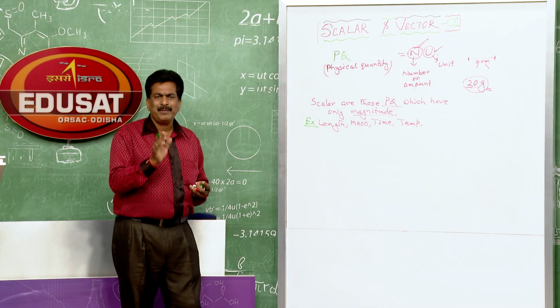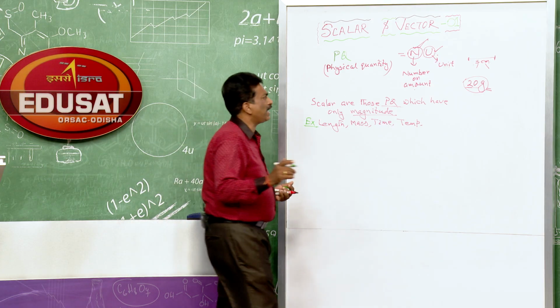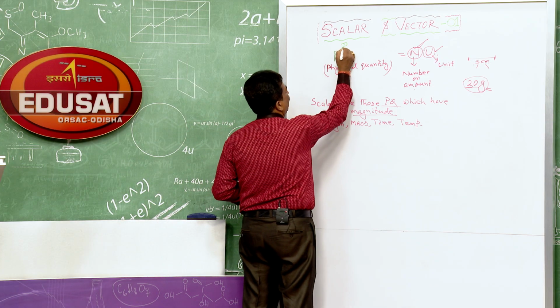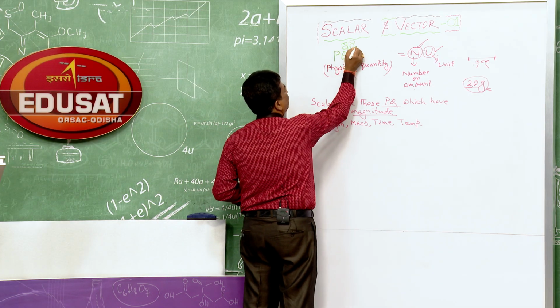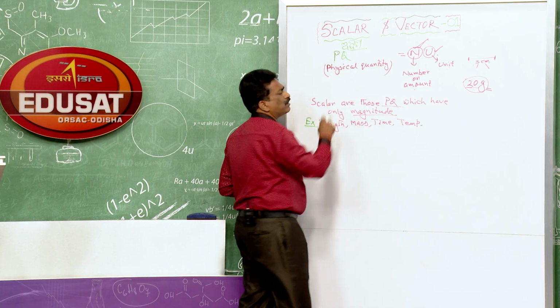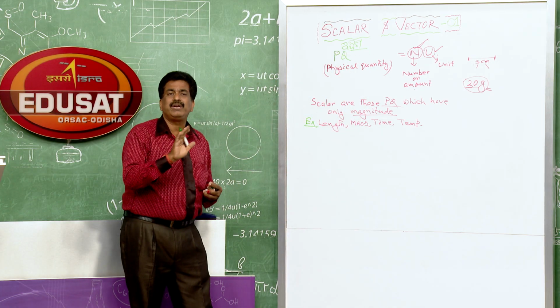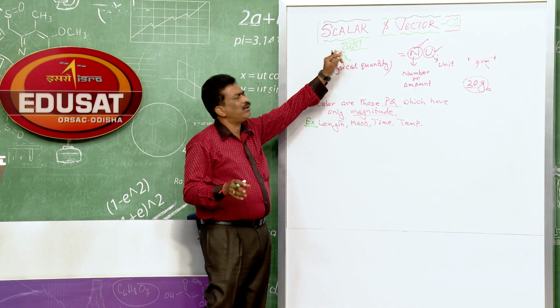So scalar means adisha. In Odia, that is called adisha. Disha means direction. There is no direction. Those quantities are called scalars.